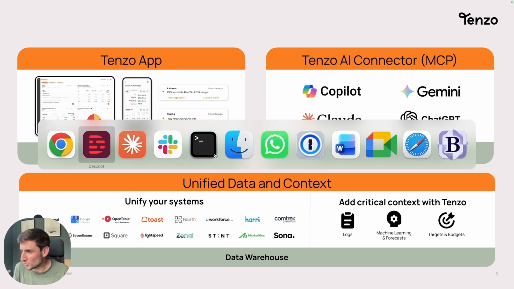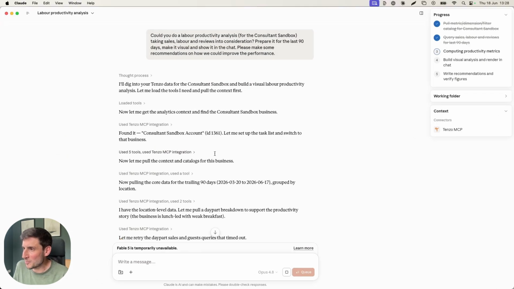So I'm going to just run you through today a prompt that I am running on a demo account that we have. So here I'm just asking, could you do a labor productivity analysis, taking sales, labor, and reviews, so reviews that our guests are giving, into consideration. Let's look at the last 90 days, make it visual, and make some recommendations.